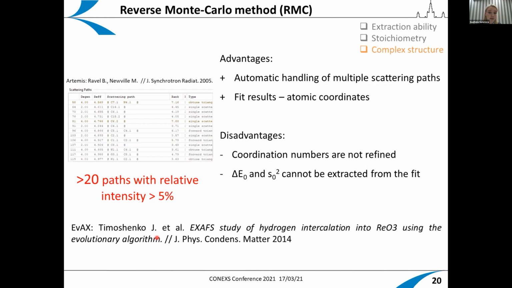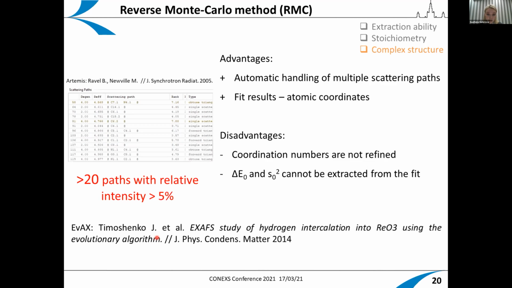Reverse Monte Carlo method bypasses this problem by automatically handling multiple-scattering paths. Another advantage of this method is that the fit result is atomic coordinates, and based on these atomic coordinates, radial distribution functions for coordination centers can be built. And this may help us distinguish contributions from different atoms in the EXAFS spectrum.